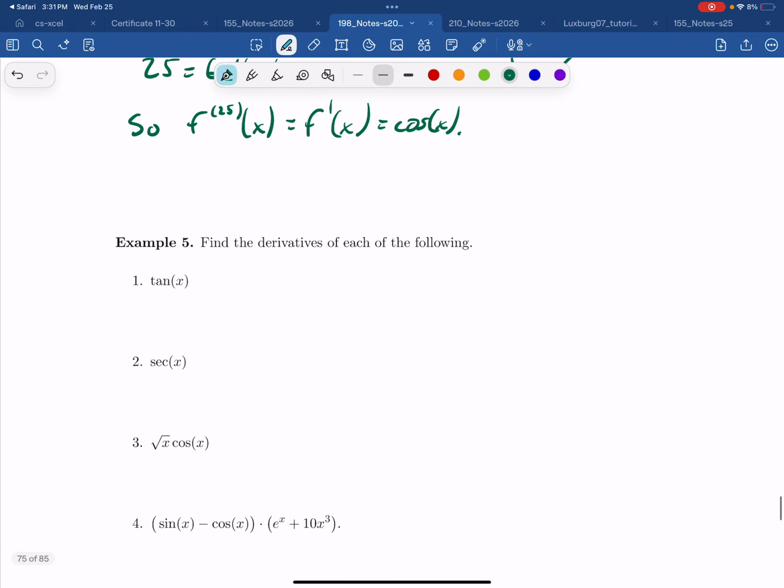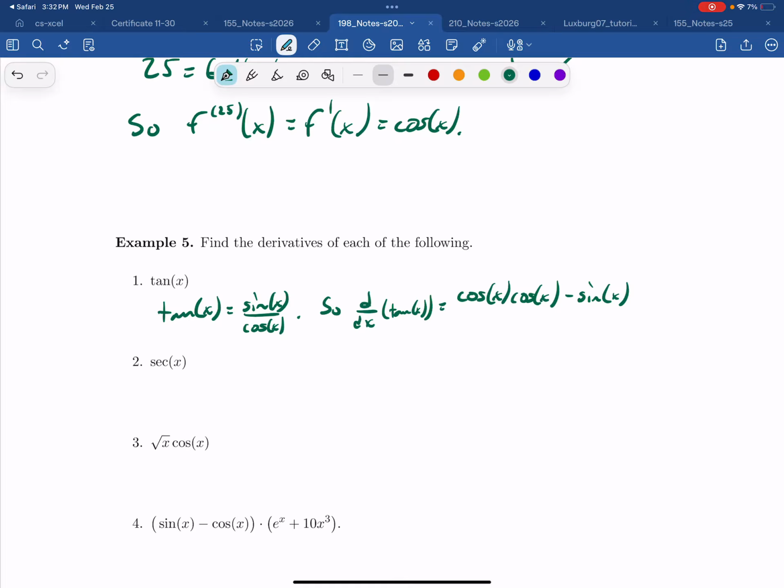Now, let's derive a couple more derivatives, like for tangent and secant. So for tangent, remember that tangent of x equals sine of x over cosine of x. And we're going to use the quotient rule. So the derivative with respect to x of tangent of x equals low d high minus high d low, and I guess that's a negative sign, all over low squared.